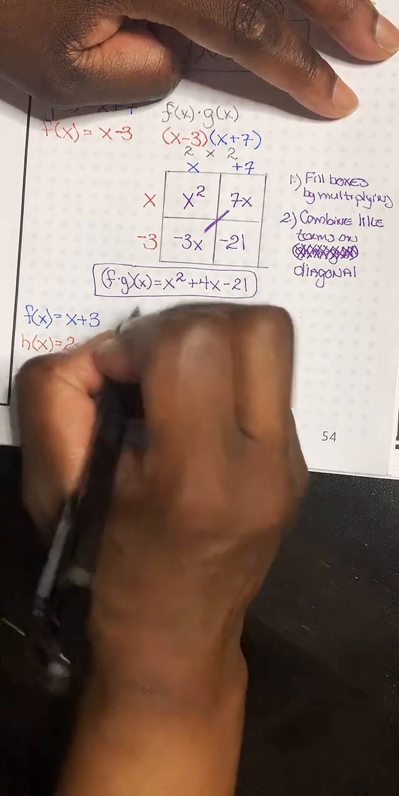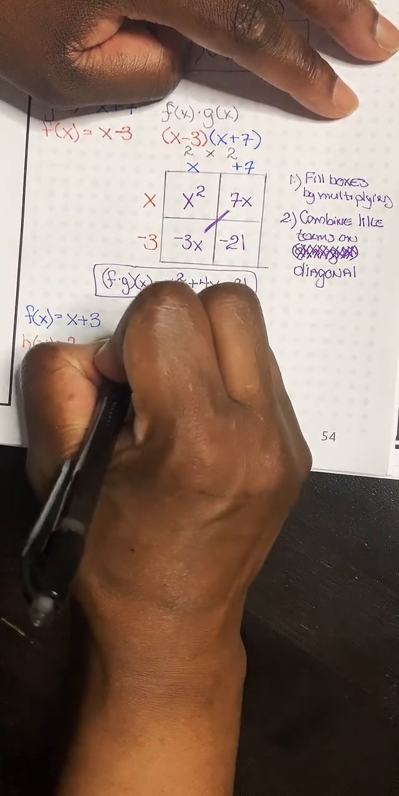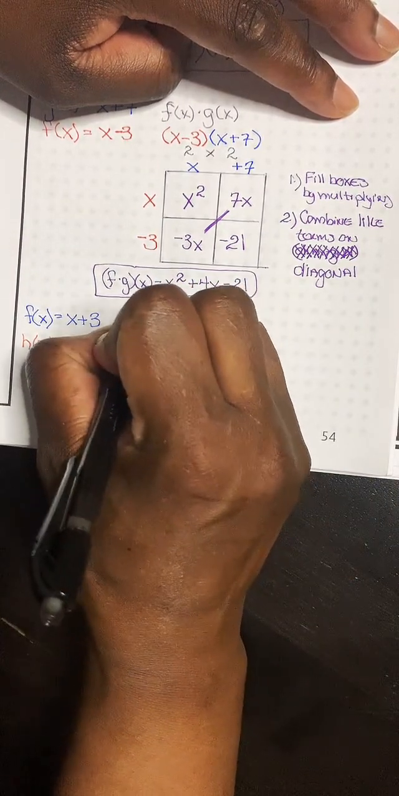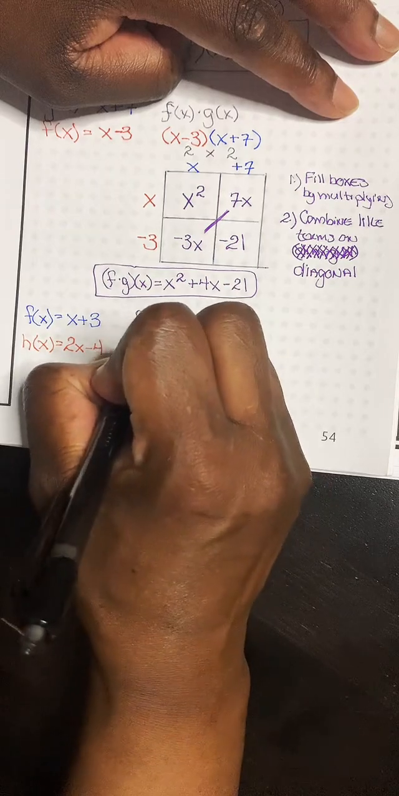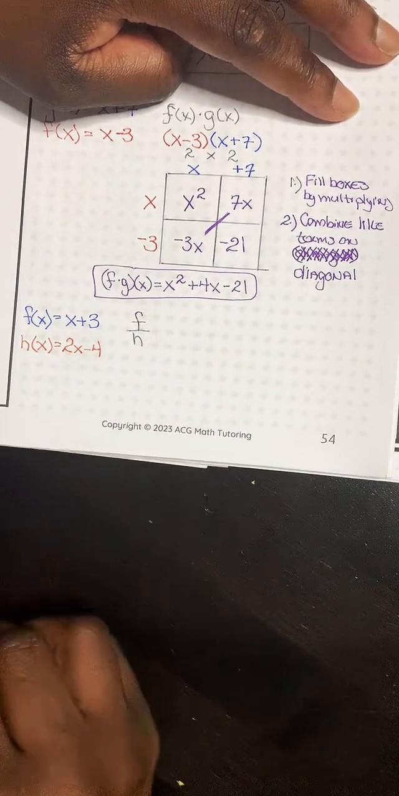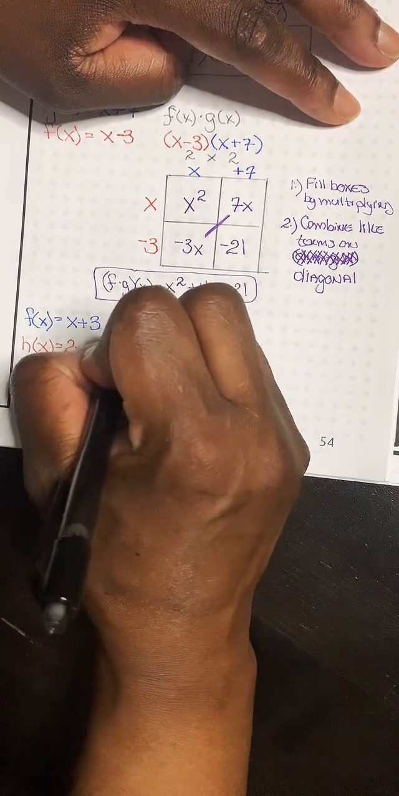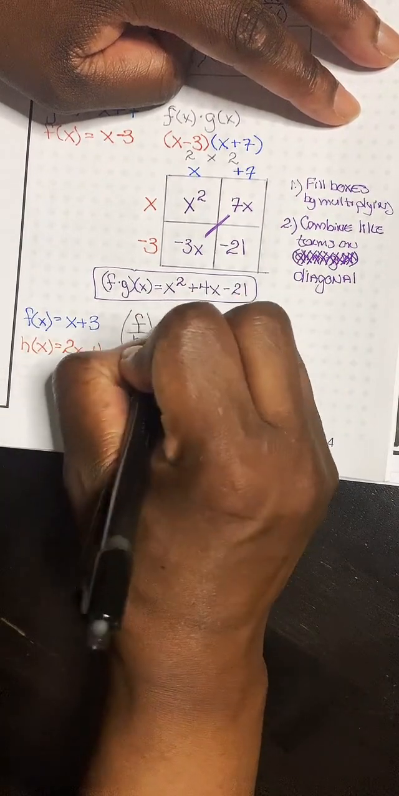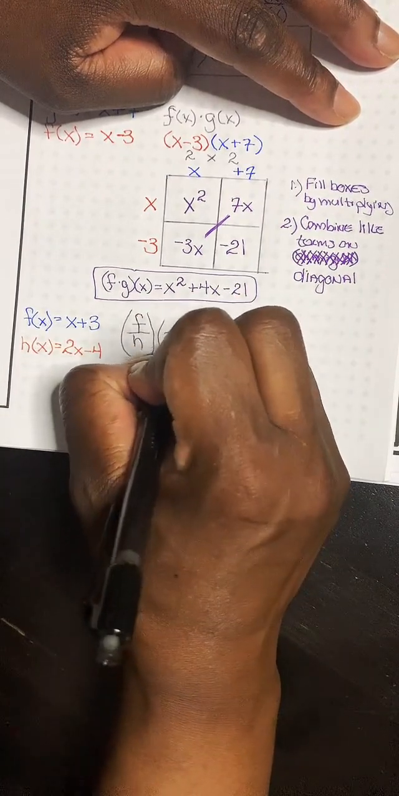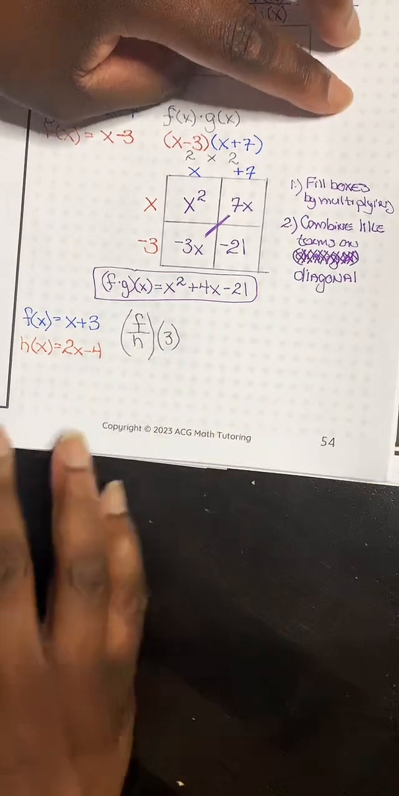All right. So this time we're going to change it up just a little bit. Just a little bit. Don't freak out on me yet. So we have the F over H of 3.